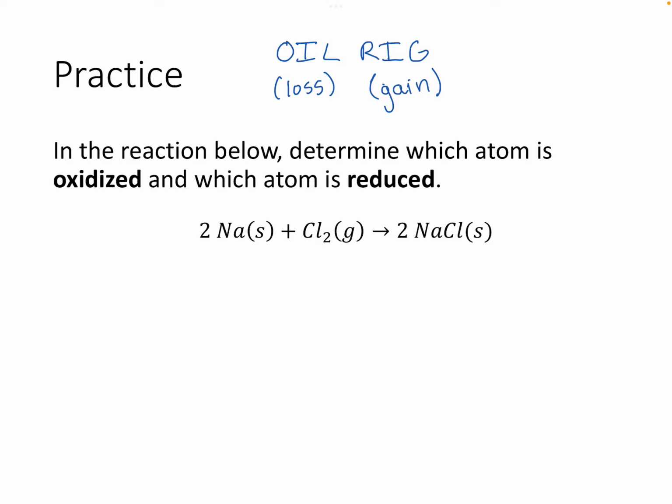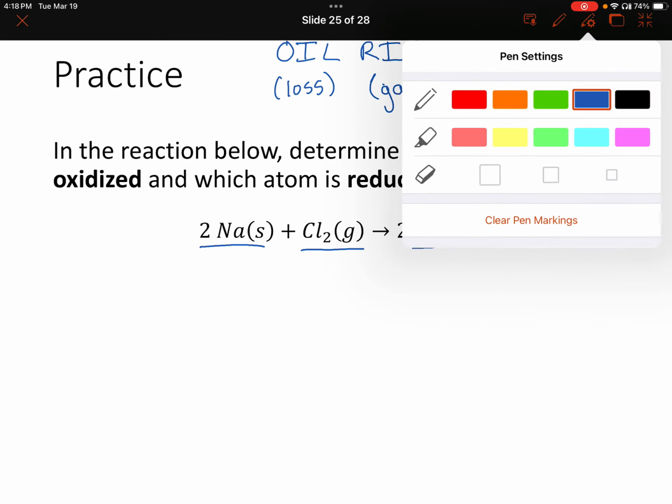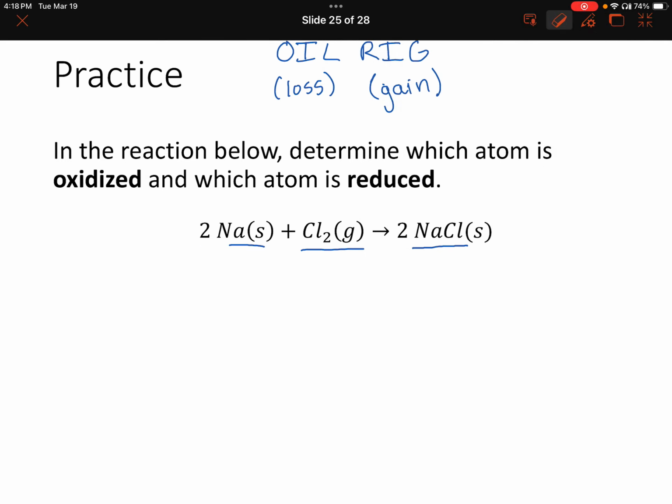All right, so let's break this down. We have pure sodium to start, and that's reacting with a diatomic molecule, chlorine, and we're forming NaCl. So this is table salt, and we know that this is an ionic compound because we have a metal and a nonmetal. All right, so let's assign oxidation states for each one.